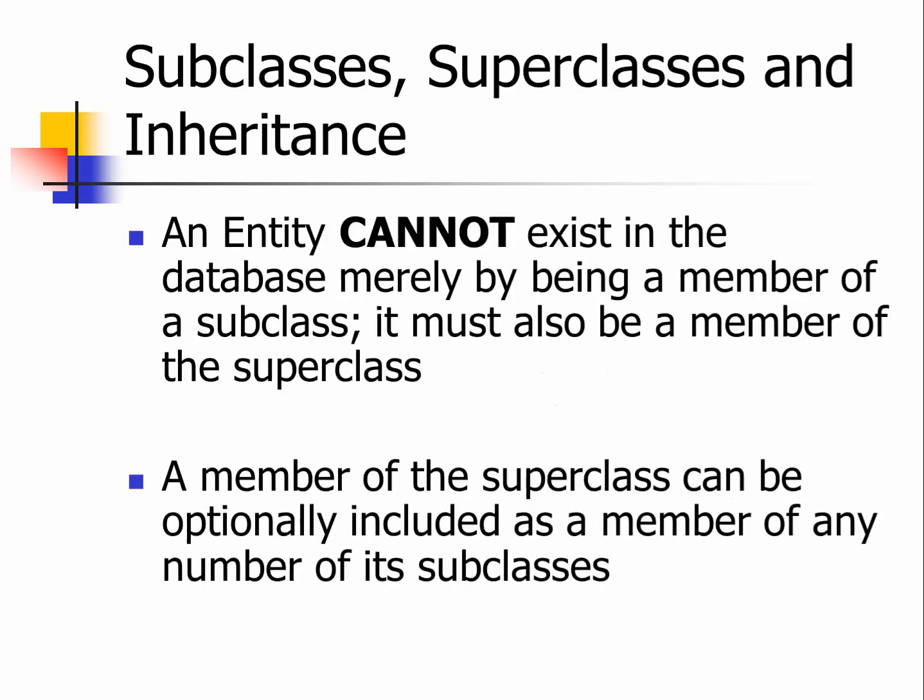An entity cannot exist in the database only as a member of a subclass. If they are part of the subclass, that means they must exist in the superclass. It's pretty straightforward. If you are a salary employee, it means you must be an employee. If you are a manager, you must be an employee. A member of a superclass can be optionally included as a member of any number of its subclasses. What I'm trying to say is that if that person is not a manager, then that person doesn't need to be included in the manager subclass, and that's totally fine. It depends on your constraint definition.